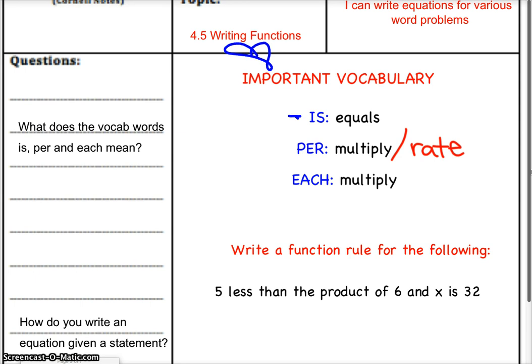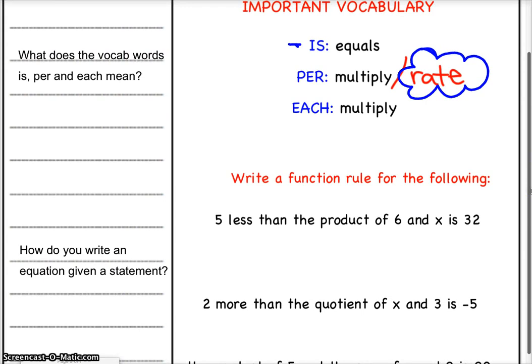Per means multiply. It's a rate. Circle or cloud rate. You need to know that. Rate means multiply. Rate is what's changing. If you're babysitting neighborhood kids, if you're lucky enough to earn some money that way, you should have a rate. You should say, I'm going to charge $9 an hour to watch your kids. That's your rate. What's changing is however many hours you're going to be watching the kids. And the vocab word each also means multiply.